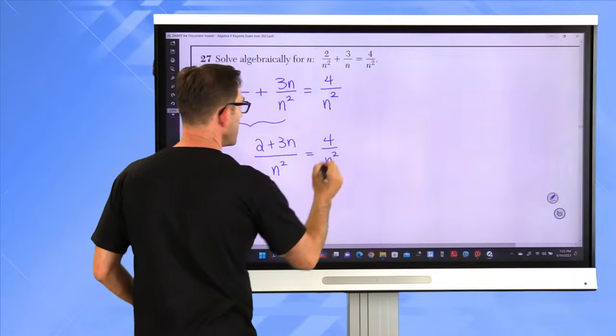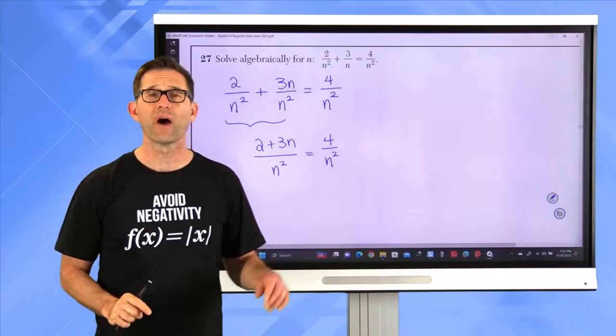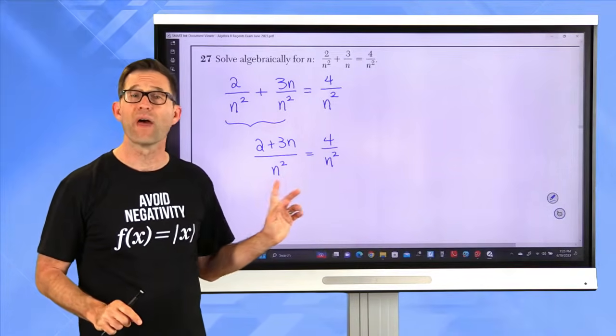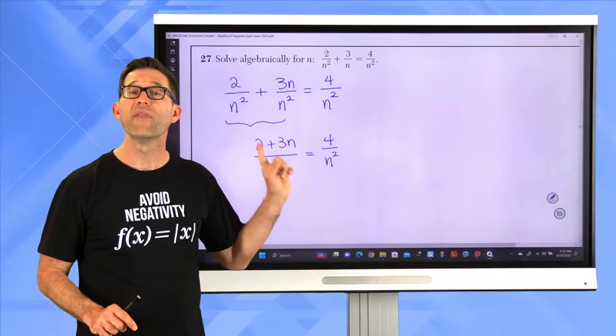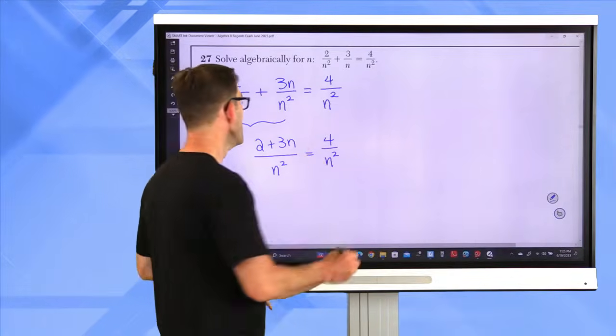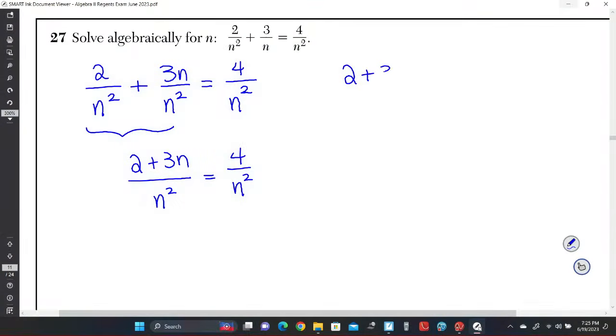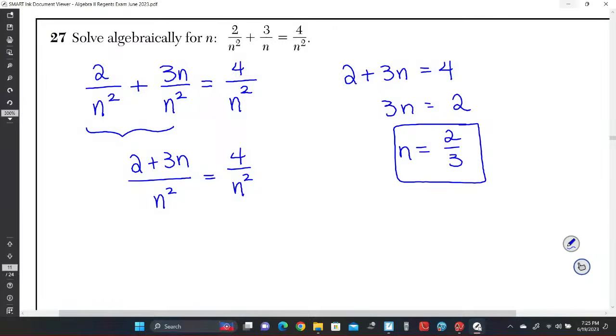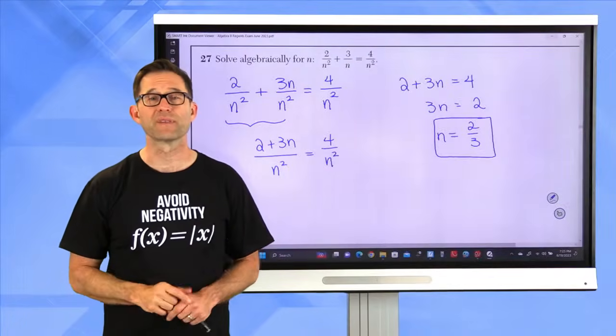And the plain fact is, if you've got two fractions that are equal and their denominators are equal, then their numerators must be equal. So that now allows me to say 2 + 3n = 4. I can subtract a 2 from both sides. I'll get 3n = 2. Divide both sides by 3, and n = 2/3. It's as simple as that.